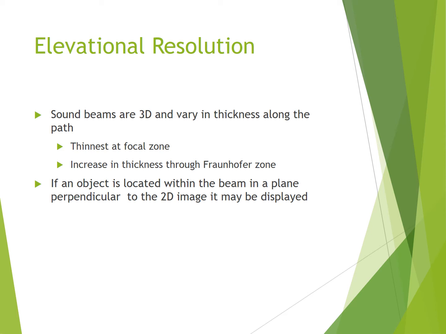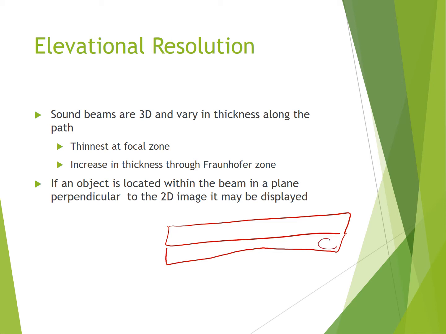If an object is located within the beam in a plane perpendicular to the 2D image, then it may be displayed. So for example, we've got our beam coming out this way, and then we have that thickness to it. So if there's anything hanging out anywhere in this thickness part here, then it's going to be displayed, in addition to anything that intersects the top part of our beam as well.